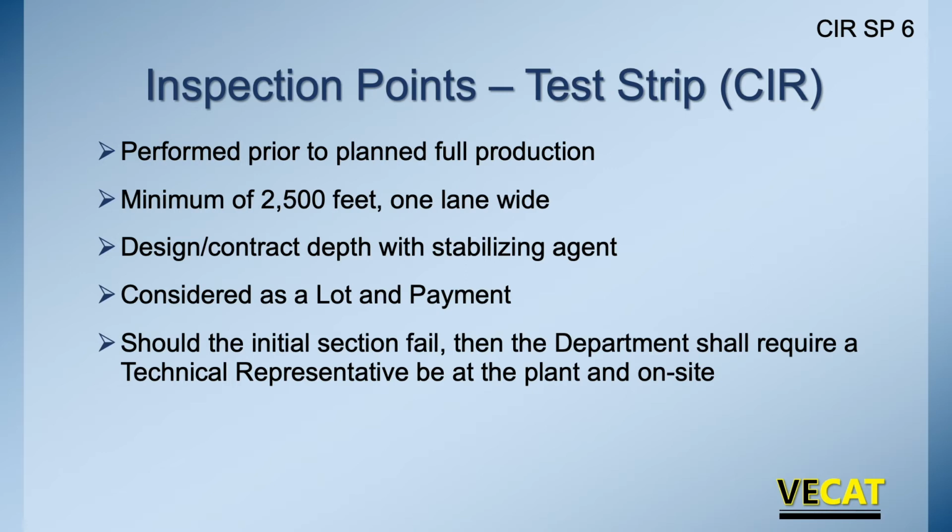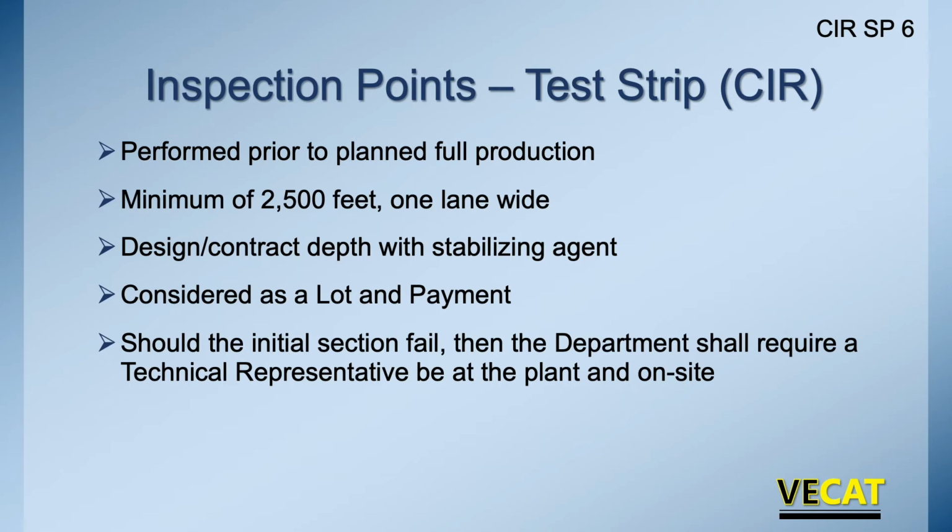A little bit different with cold in place. Same type of thing. We're doing it before we go to full production. We're going a little bit further now. Instead of 1,000 feet, we're going 2,500. So we're going about a half a mile. We're checking the depth. So if we called for 5 inches of cold in place, are we cutting down to 5 inches as it's called for and compacting it back? Making sure that those stabilizing agents, whether it's foamed asphalt or emulsified asphalt, are being injected properly.